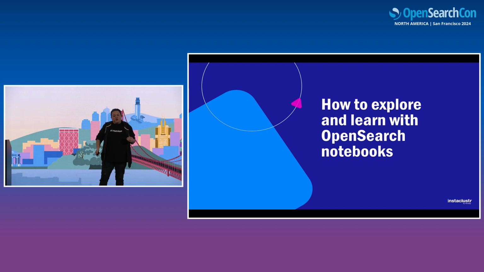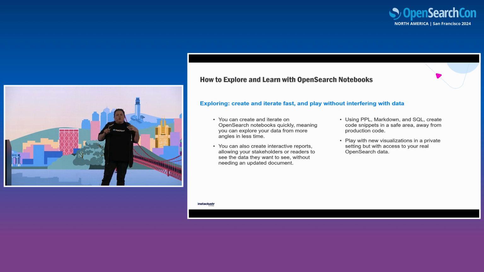So how to explore and learn with OpenSearch notebooks. Creating and iterating on OpenSearch notebooks is very quick, meaning you can get to exploring your data and get to writing queries and get to putting visualizations together. And you can look at your data from more angles, tables, charts, graphs, etc., all in one place. Your reports can be interactive. There are some newer features, like an experimental feature to make the visualizations themselves actually manipulatable. Really cool stuff going on in there.